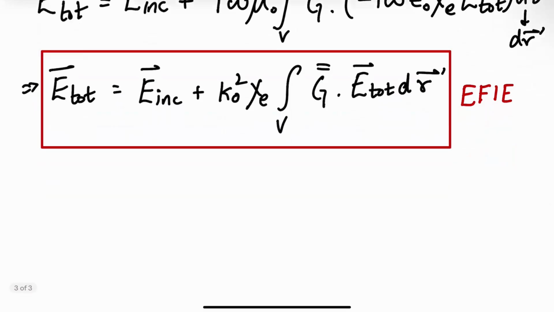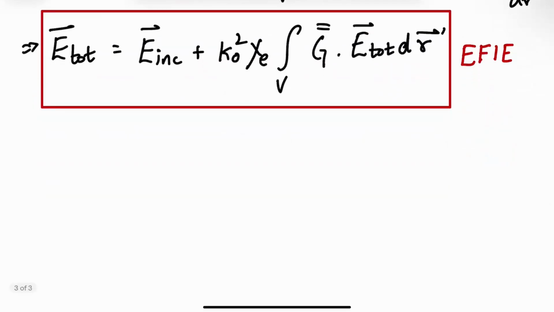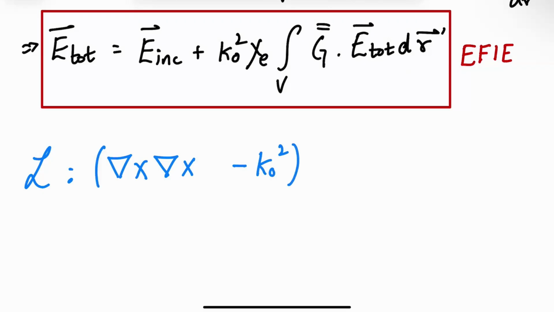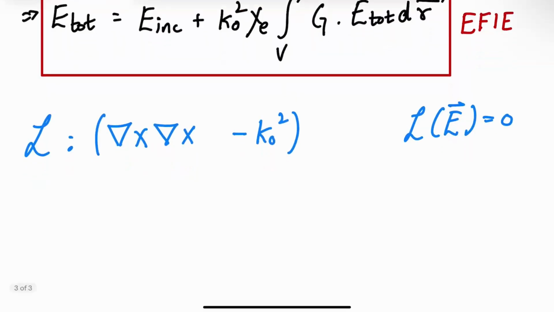Okay, so before we solve this, we want to use it in the proof of extinction theorem. So I'll define an operator, L, as the wave equation operator, curl curl minus k naught square. So basically L of E means the wave equation, with the right side equal to 0. That's the wave equation, so this is an operator. And I'll apply this operator on both sides. So I apply it to this equation essentially.